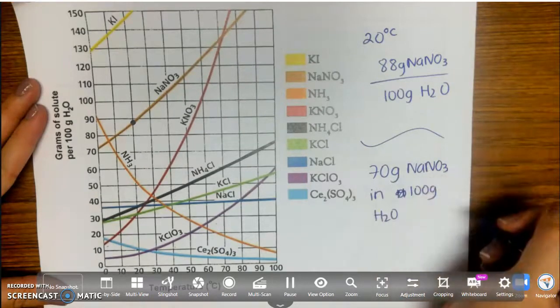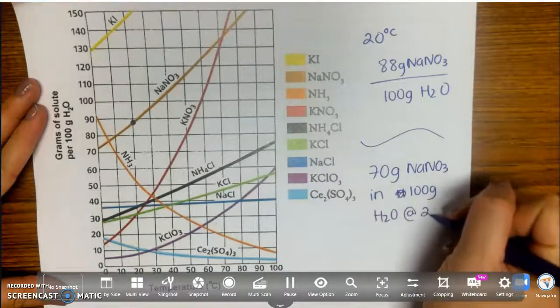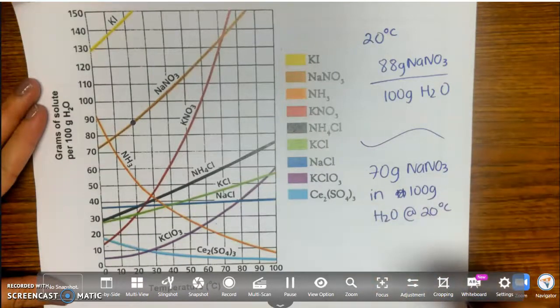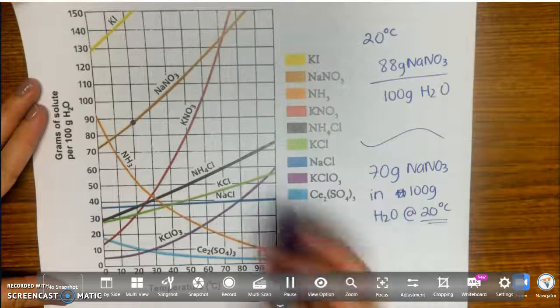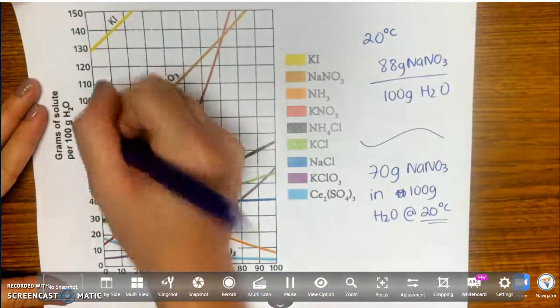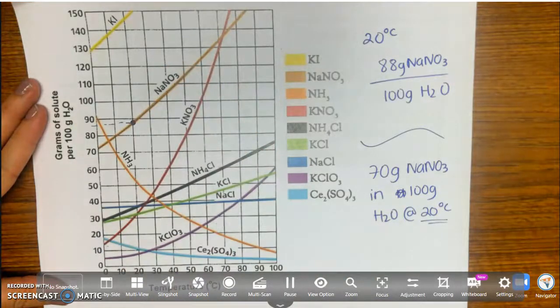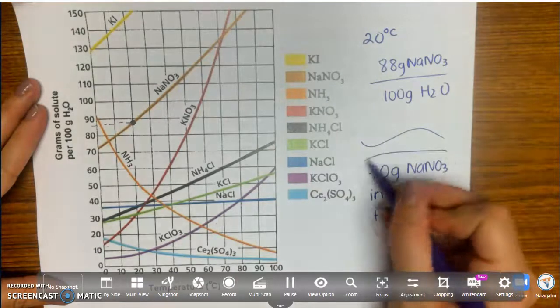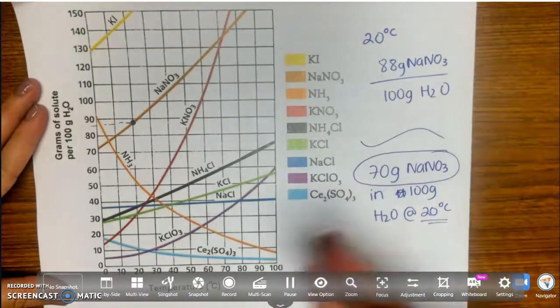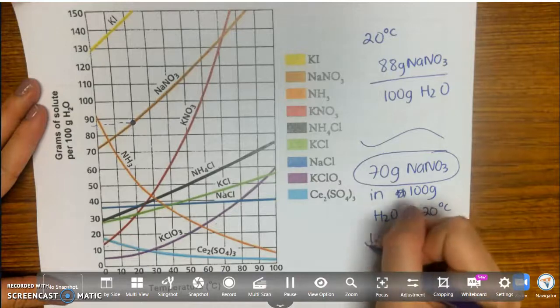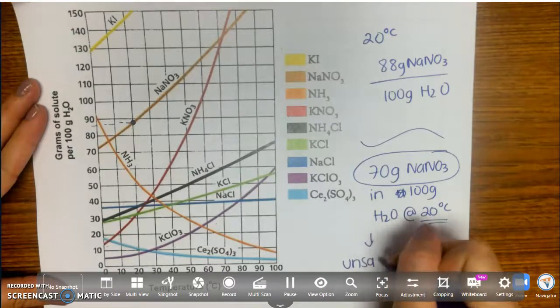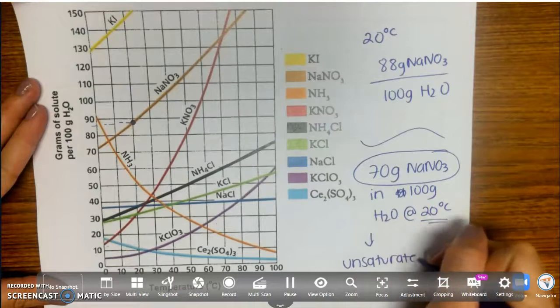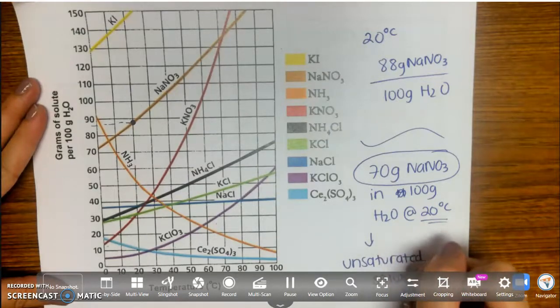And that's at 20 degrees. Is my solution saturated, unsaturated, or supersaturated? How you would figure that out is, okay, well at 20 degrees you can have about 88 grams of sodium nitrate dissolved. If you only have 70 grams dissolved, you can dissolve more, so that would be an unsaturated solution. So these graphs can help you figure out if solutions are saturated or unsaturated.